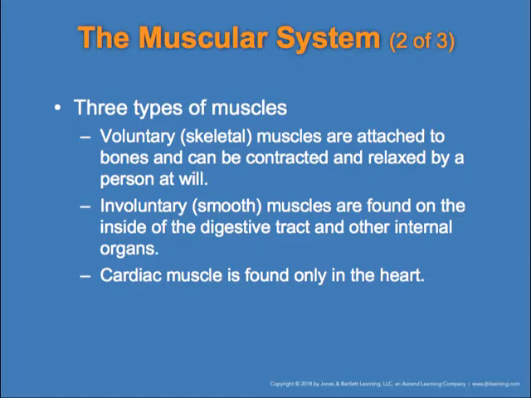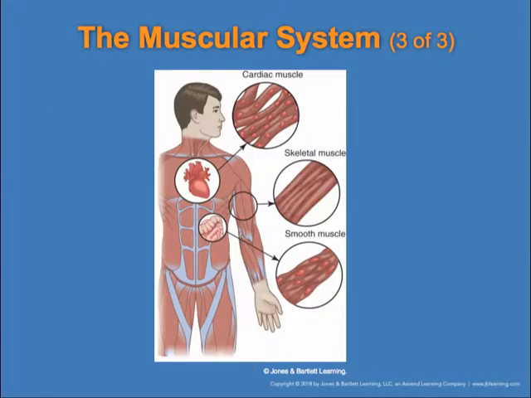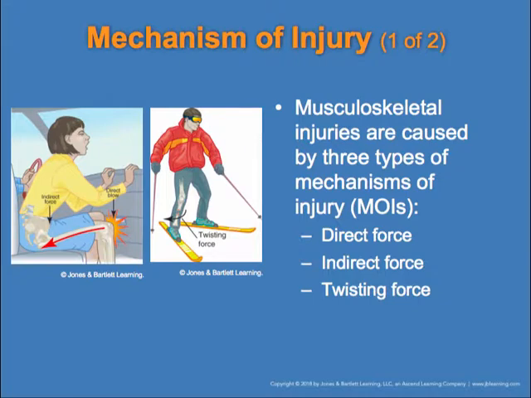Involuntary muscles are smooth muscles, and they're found on the inside of the digestive tract and other internal organs. Those involuntary smooth muscles are what allows things like peristalsis to occur, which is the movement of food throughout the digestive tract. That's just one example. And the cardiac muscle, of course, is found, this should surprise you, in the heart, and it's found only in the heart. Just some examples of some of these muscles that we spoke of and how they work. You'll find some of these graphics actually in your book as well for reference.